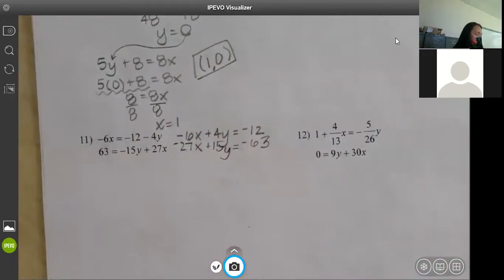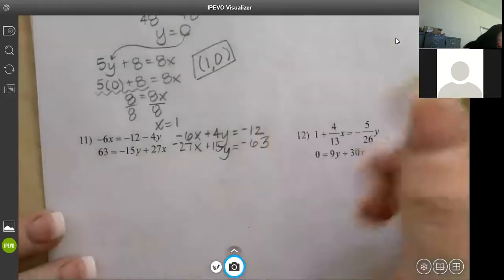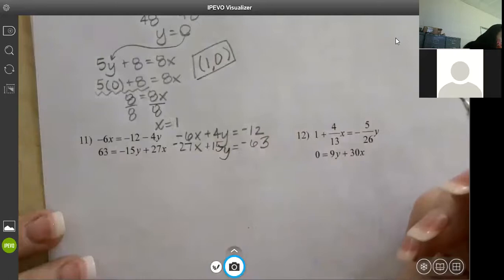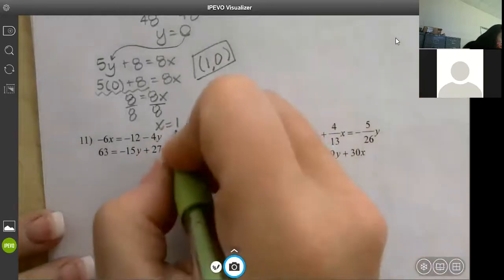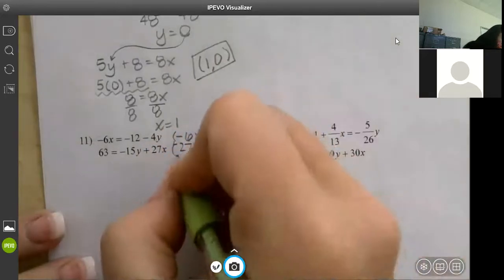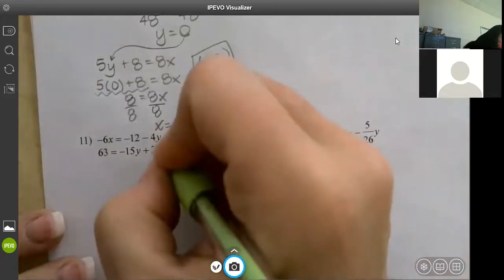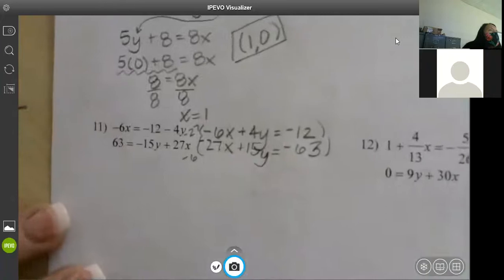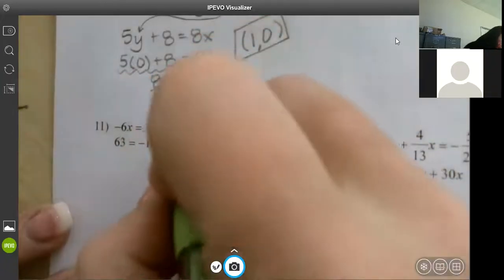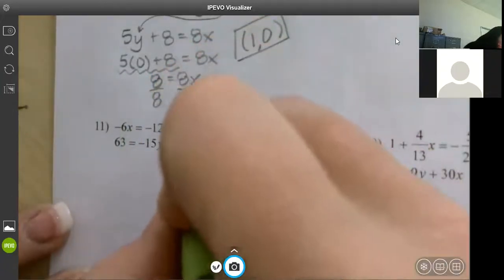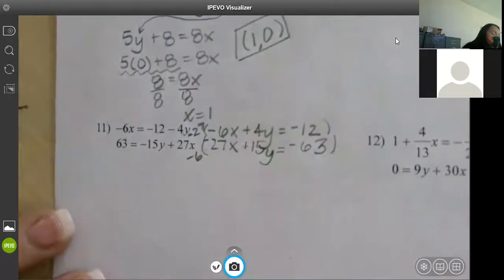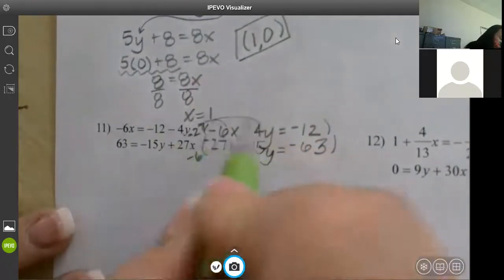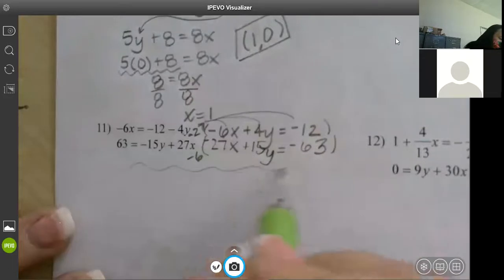Absolutely nothing looks alike. So what do I have to do? Switch and multiply. So this one's going to be -6. And that one's going to be -27. So that's a -27 hanging out there and a -6. We're going to distribute, and this will make our new equations.